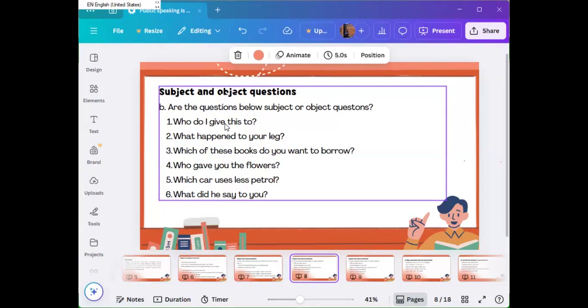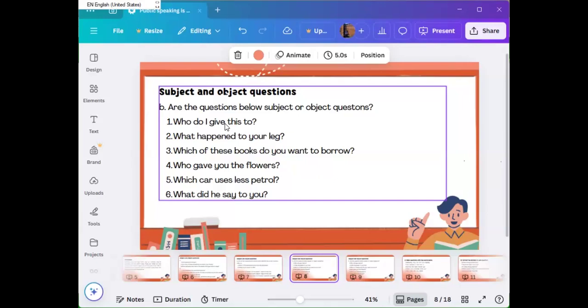Something happened to my leg, so it is a subject question. So what do you think on number 3? Which of these books do you want to borrow? Object question. Yes, very good. Here, maybe you can know from two things.